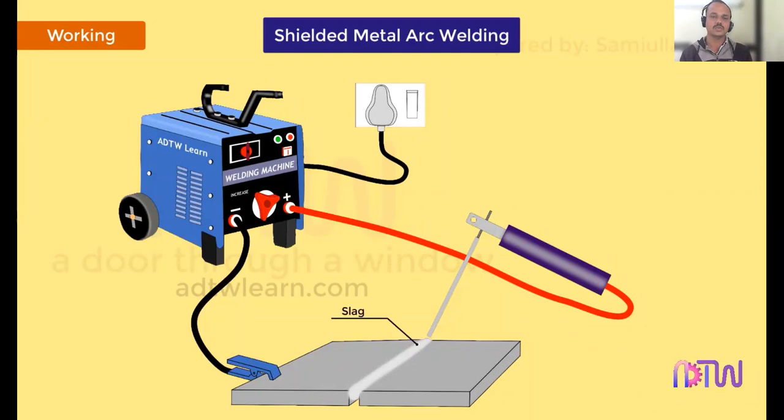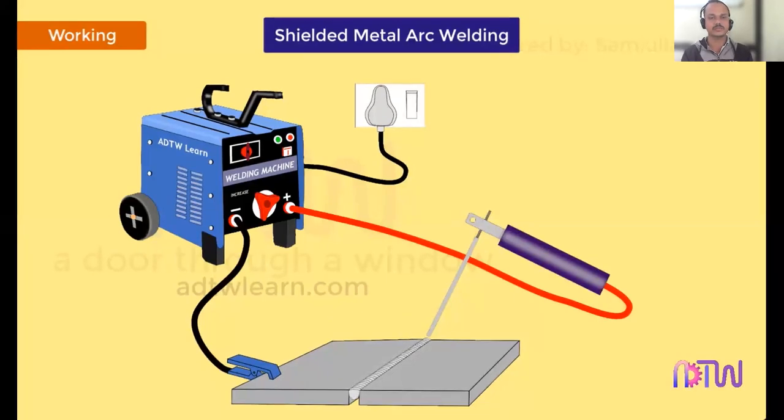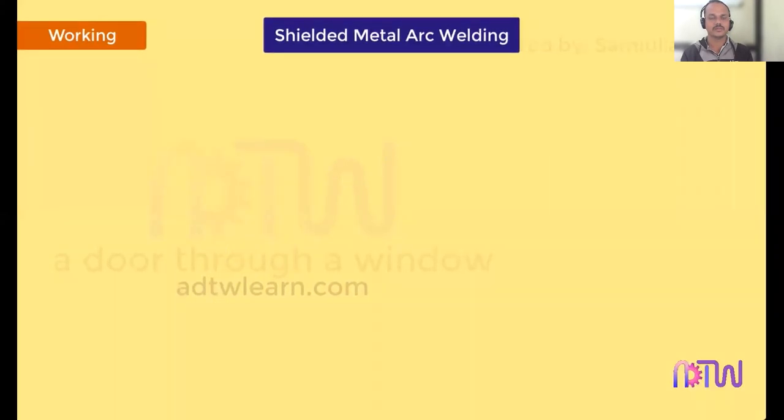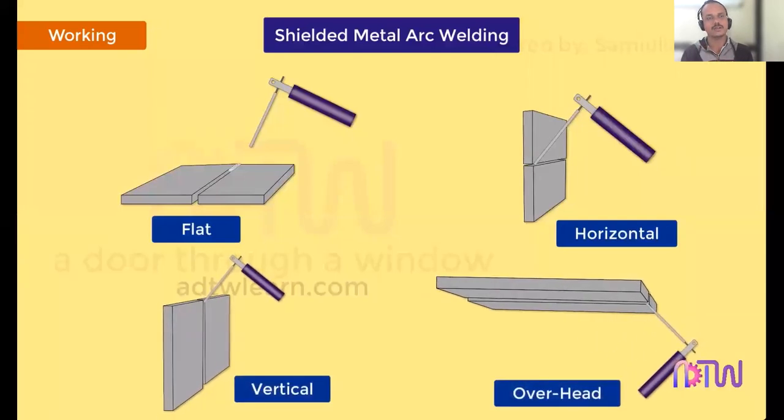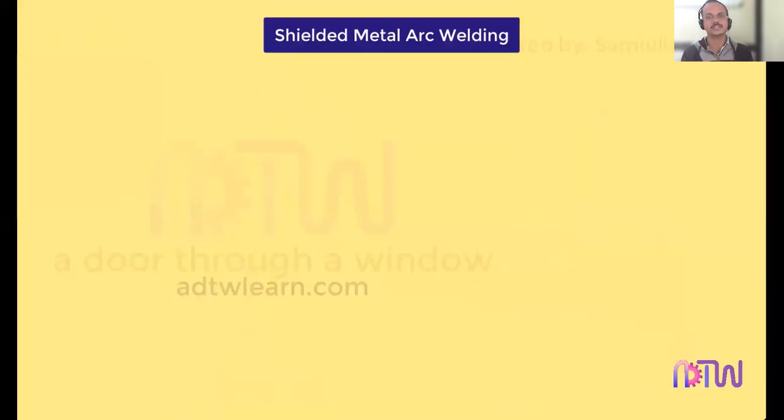Once the welding is complete and the weld is cooled down, the slag is chipped off using the chipping hammer and a wire brush. Slag is produced from the flux, which prevents the addition of oxygen and all these contaminated particles from the atmosphere. Shielded metal arc welding can be used to weld in all positions, that is flat, horizontal, vertical, and overhead. Advantages.